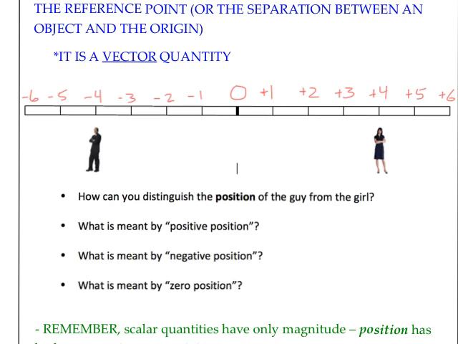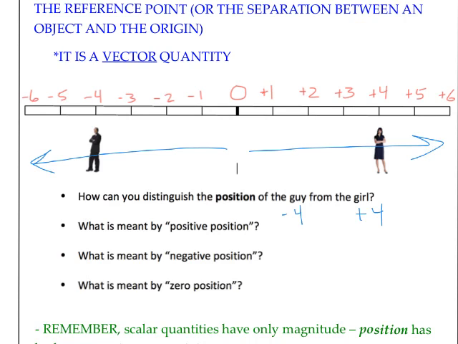So when we talk about a positive position, that's going to be anywhere over here in this direction, and that happens to be where the girl is standing. She is at positive 4. And then when we talk about the negative position, that's going to be anything to this side of our origin. So the guy is standing at negative 4. If you had simply said, oh, that person's standing at 4, that doesn't really tell us which side of the zero location we're talking about, because there are 2 4s there.